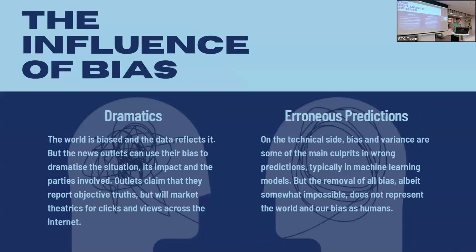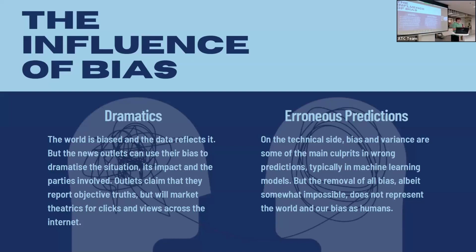The influence of bias is similar across the different domains, particularly when it comes to news reporting. It's dramatics. They like to emphasize something for whatever ulterior motive they have, whether it be clicks, whether it just be traffic on their website. News outlets tend to take the bias that might already exist within them and dramatize it, because if something's more interesting, someone's going to click on it and be more interested in it.